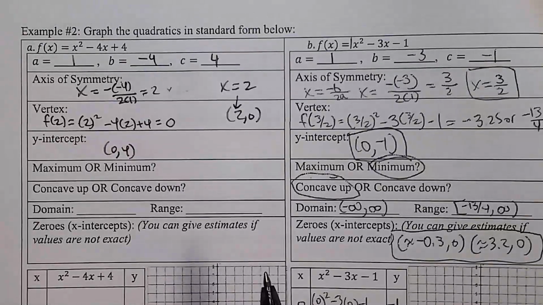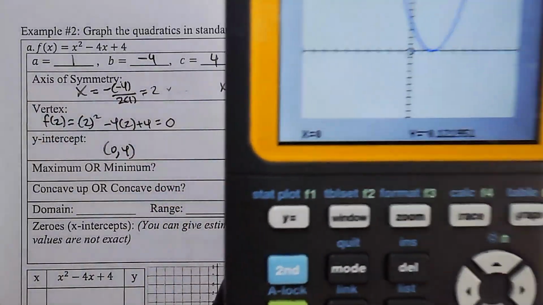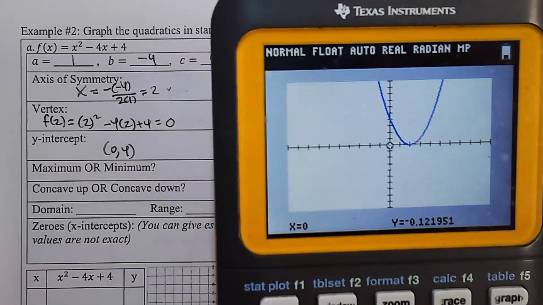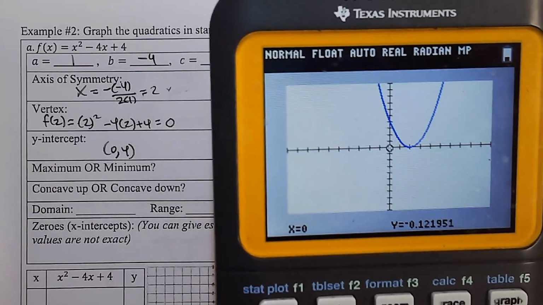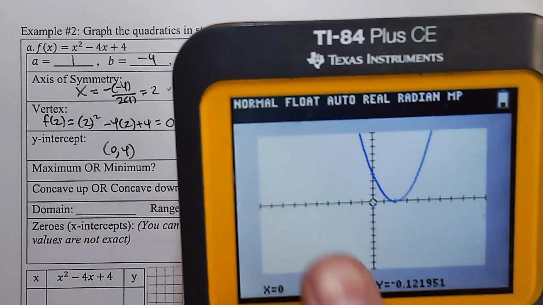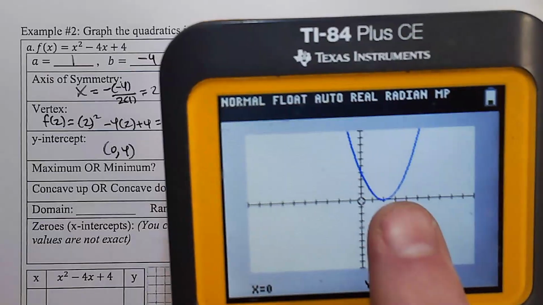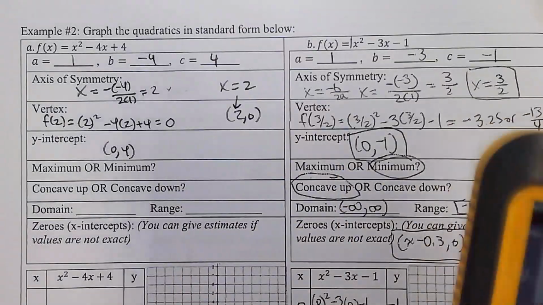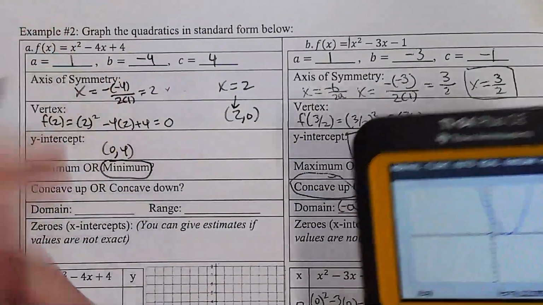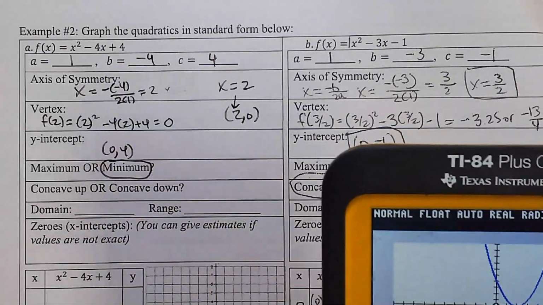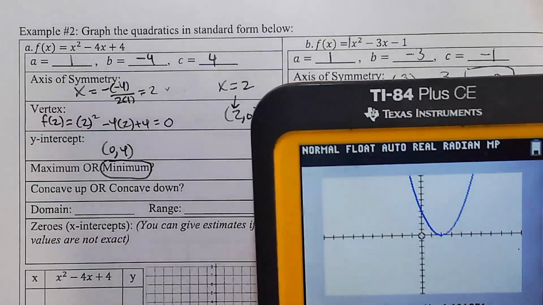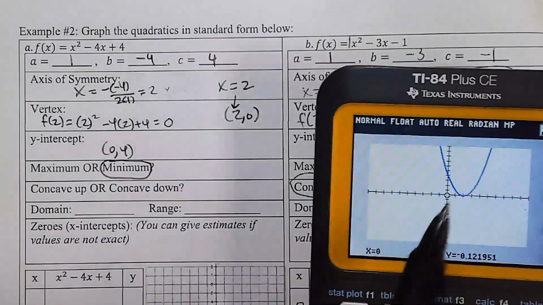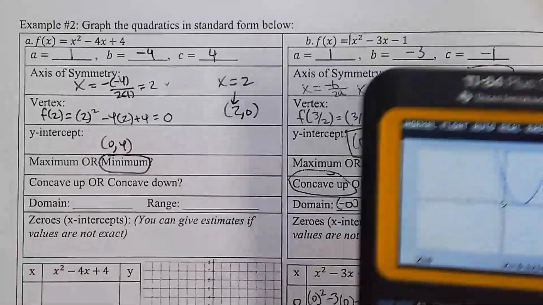Now, by the way, does this graph have a maximum or a minimum? Where's the vertex? Down here, right? Is that a very bottom point or a very top point? Minimum. Good job. So the vertex is a minimum. Okay, Addison, is that concave up or concave down? Yeah, good job.